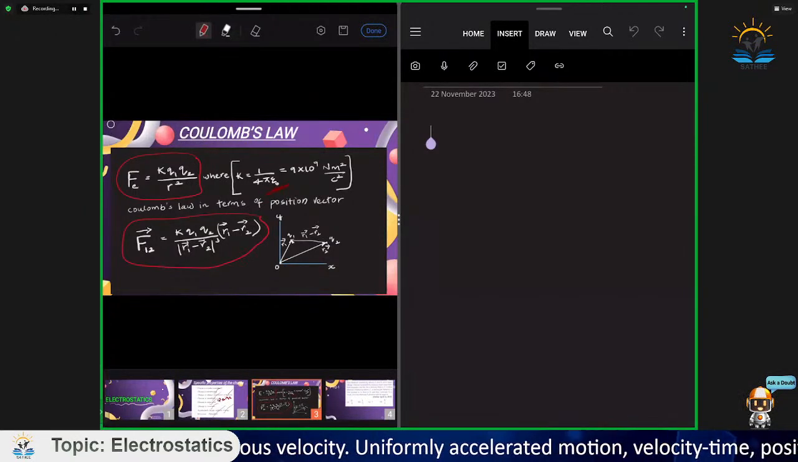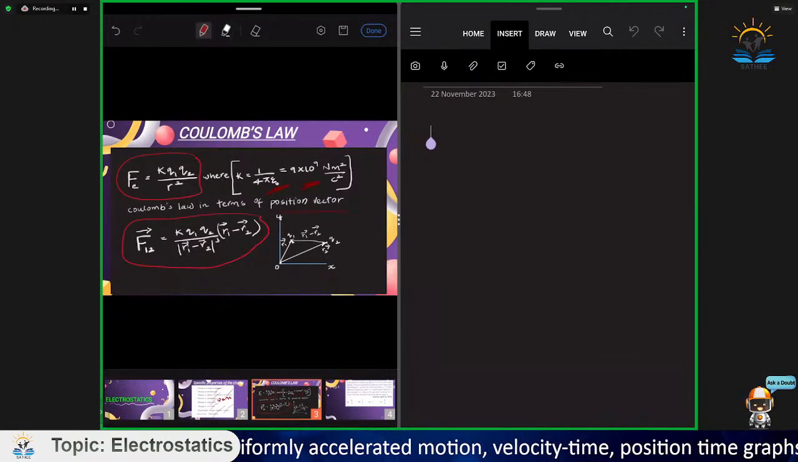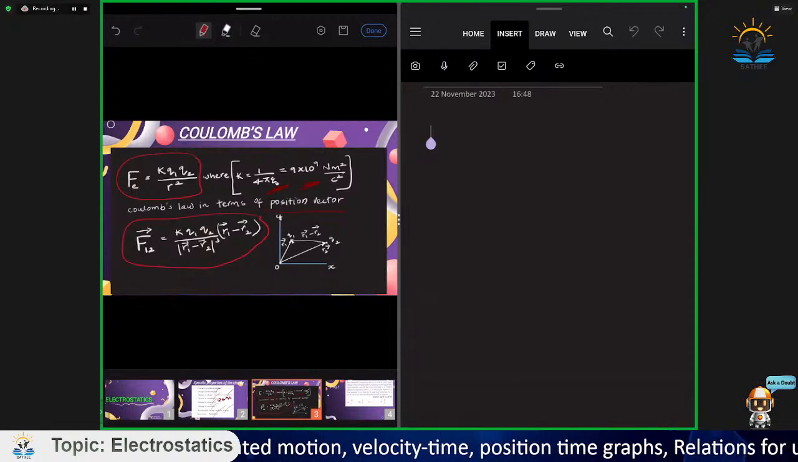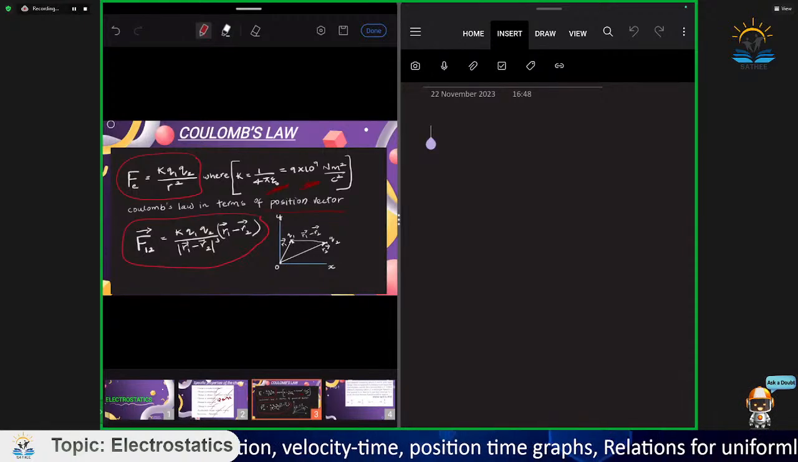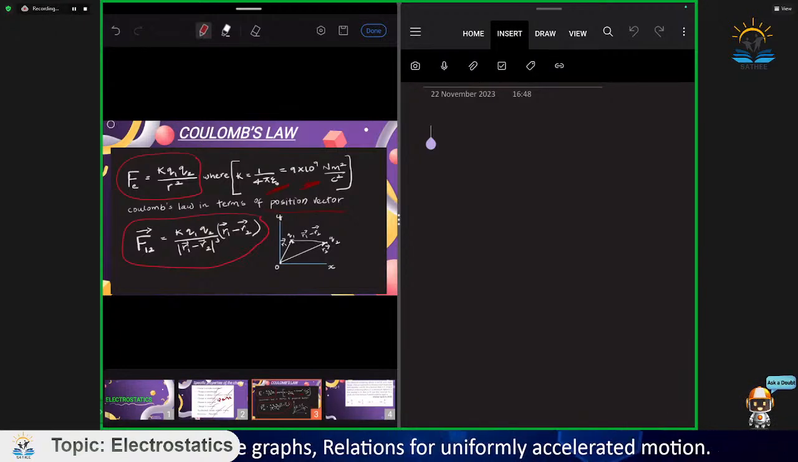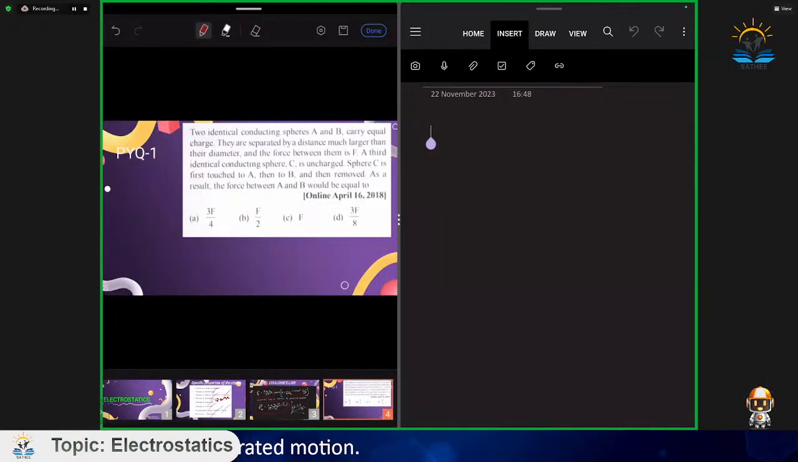And Coulomb's law in terms of position vector: suppose Q1 is at R1 vector and the position of Q2 is R2 vector, then the distance between Q1 and Q2 will be R1 minus R2. So in terms of position vector, F12 is equal to K Q1 Q2 divided by magnitude of R1 minus R2 whole cube, into R1 minus R2. So this is our first PYQ.